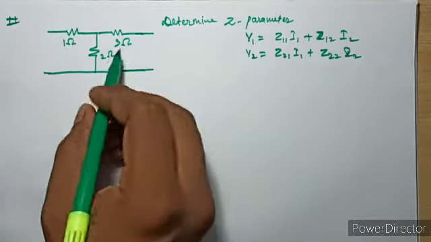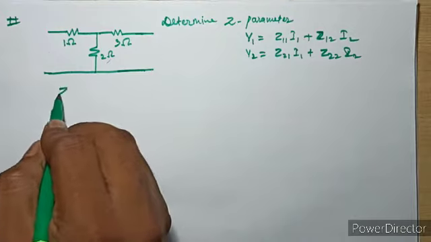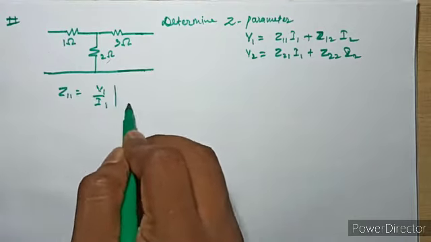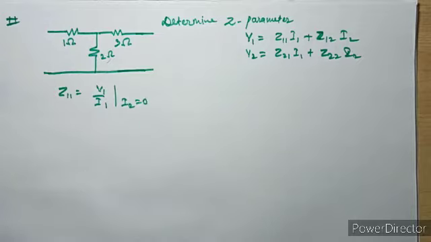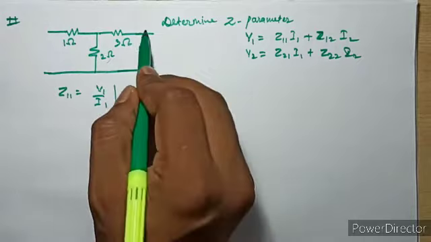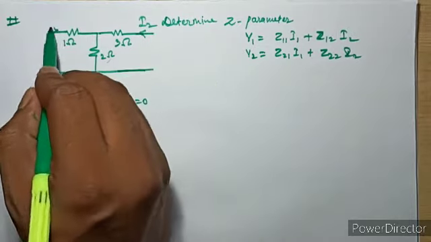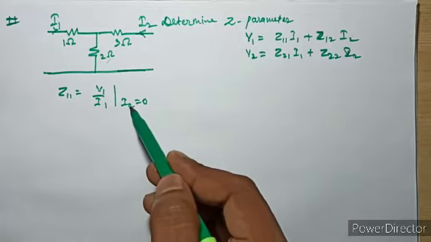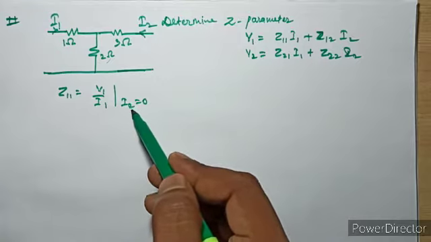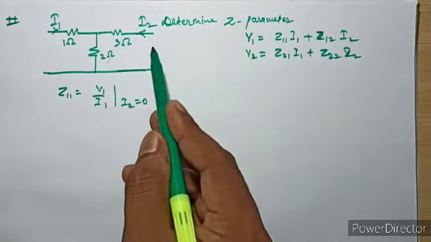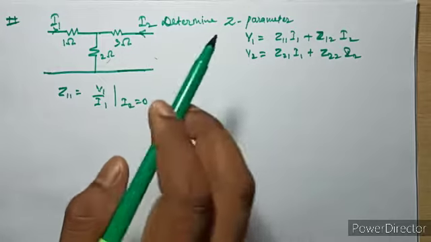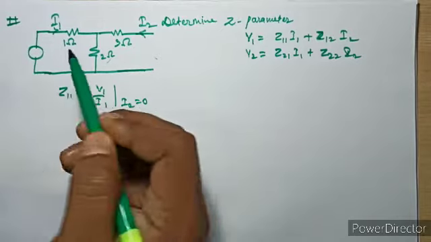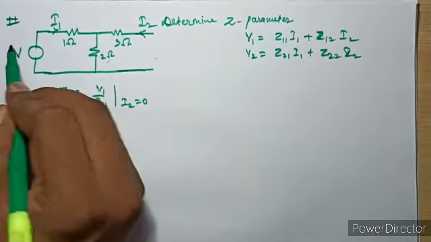Now to find Z11, which is what? V1 by I1 when I2 is equal to 0. Now this is I2 and this is I1, right? Now to ensure or to make I2 0, we have to open circuit this port and apply a voltage source here. Let us say this is V.